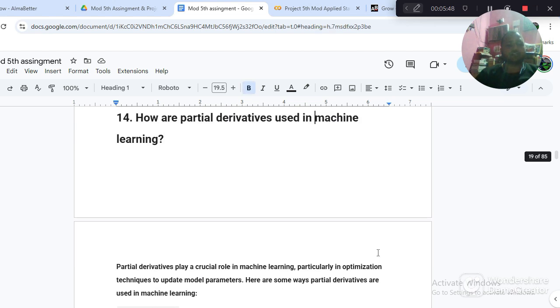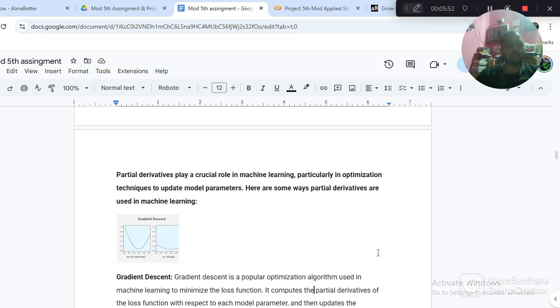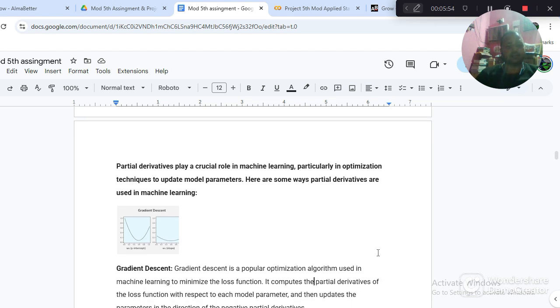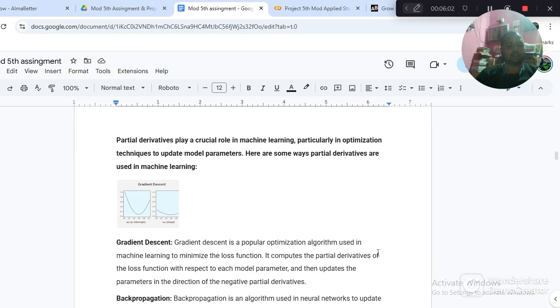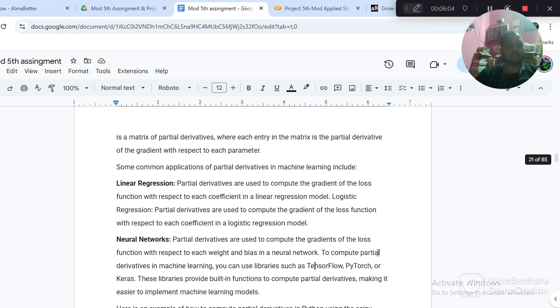How are partial derivatives used in machine learning? Partial derivatives play a crucial role in machine learning, particularly in optimization techniques to update model parameters. Here are some ways partial derivatives are used in machine learning.